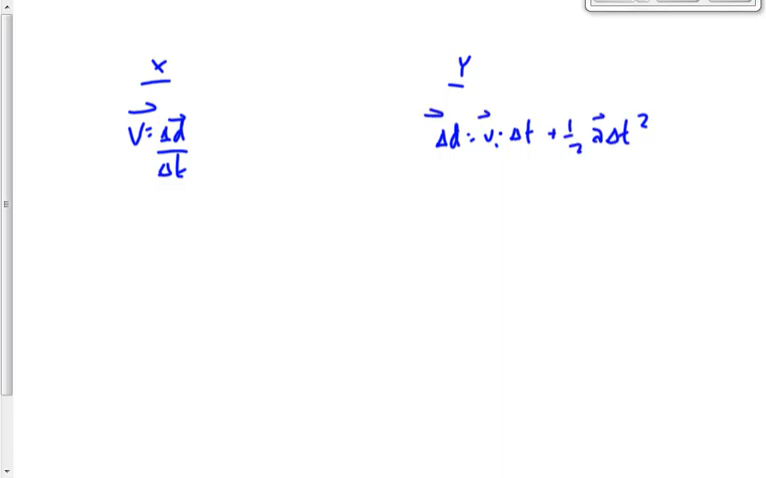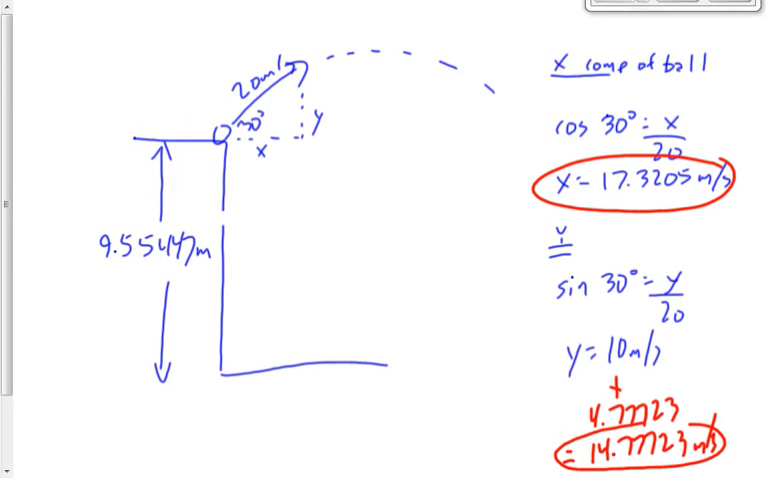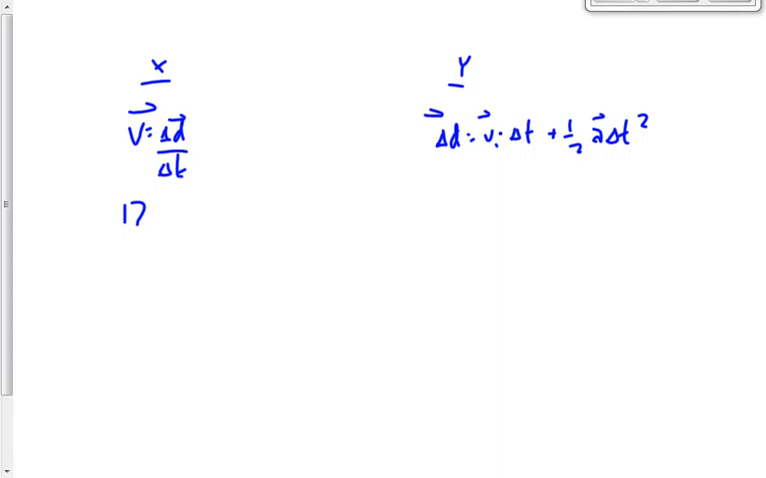Now let's solve it as a projectile motion problem. X and y components. For x, v is equal to delta d over delta t. For y, delta d is equal to v_i t plus 1 half a t squared. The x component of the velocity we just found was 17.32. This is what we're trying to find. We don't know what the time is.